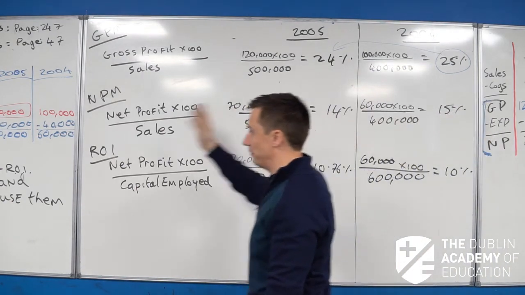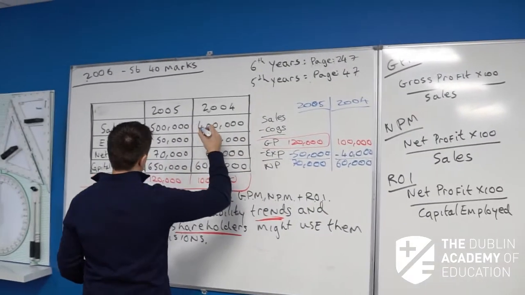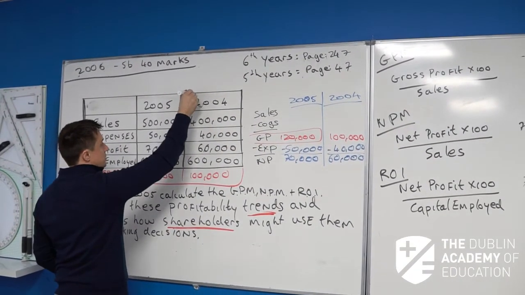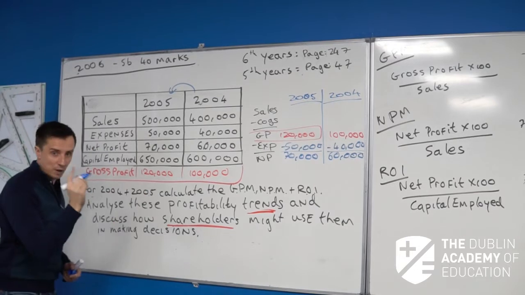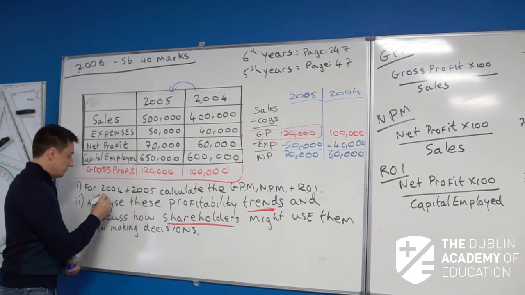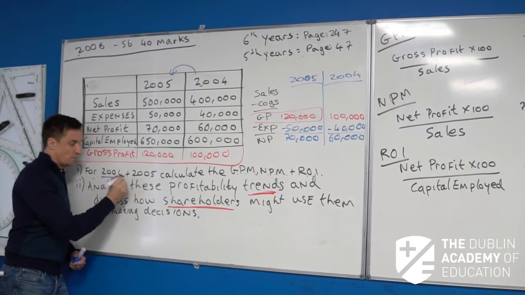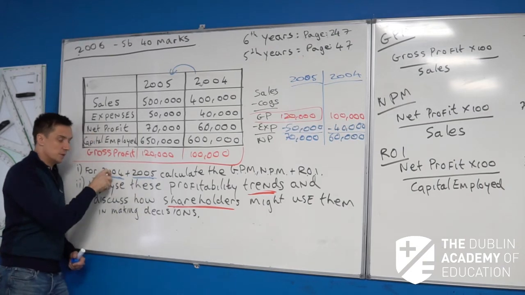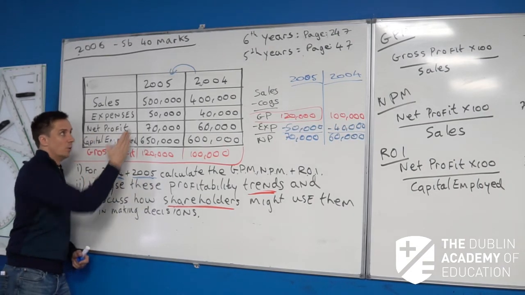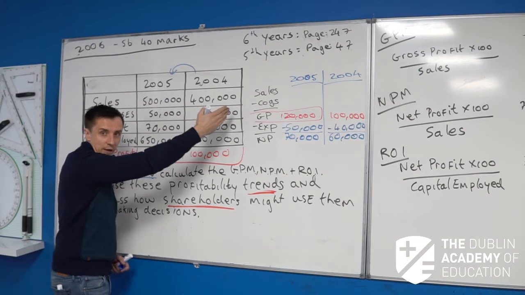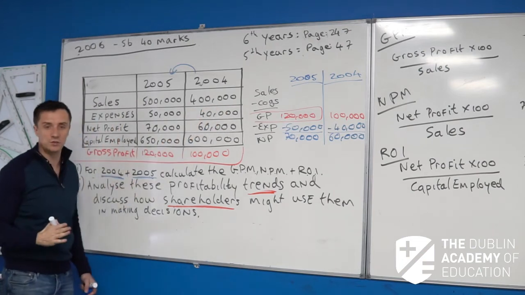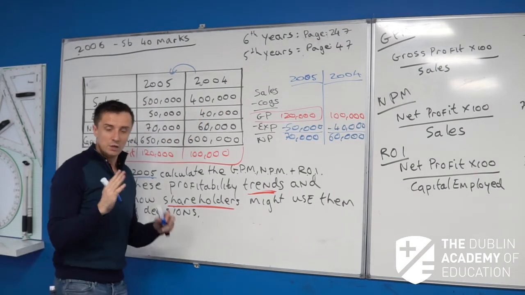But I just want to, if you follow me over on the board here, I'd always pay attention to that, guys. Because see what they did. If you look at the question in the Leaving Cert, they said for 2004 and 2005. So here you see 2004 on the left hand side, but up here 2004 is on the right hand side, and that's going to cause confusion. So just make sure you spot these little things.